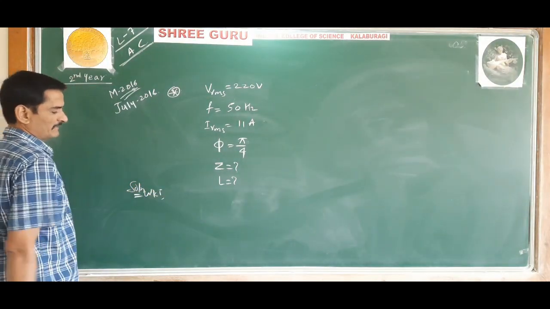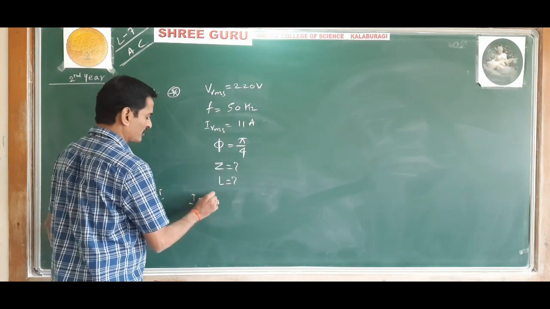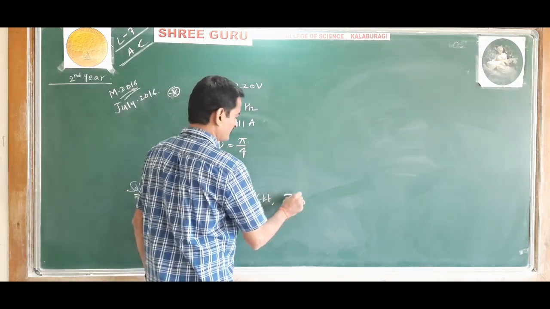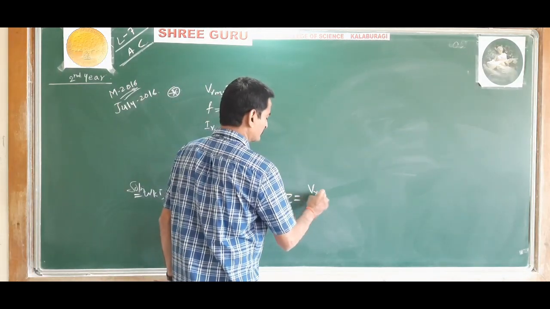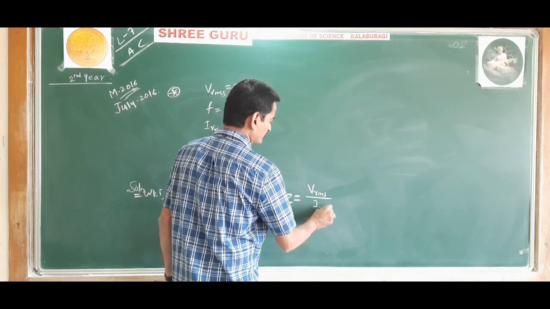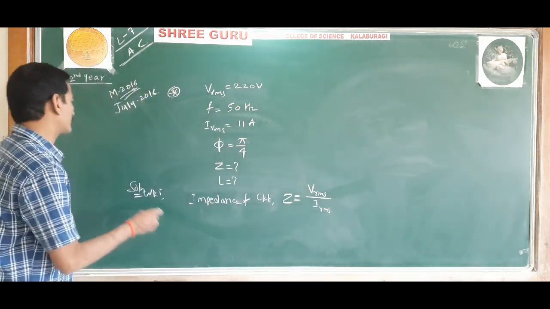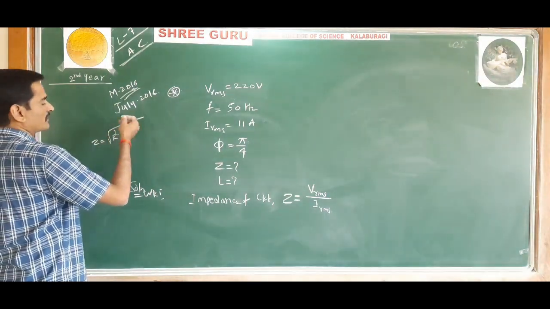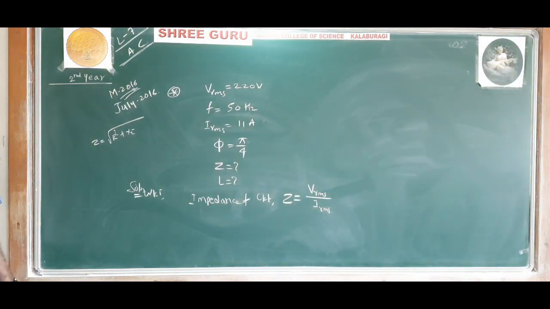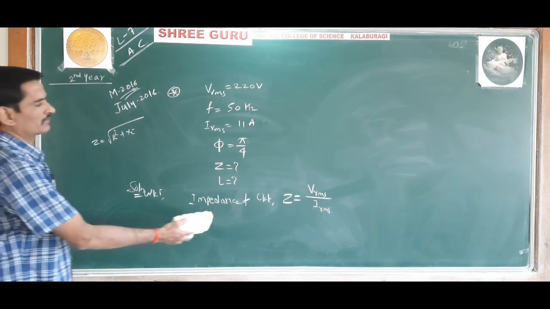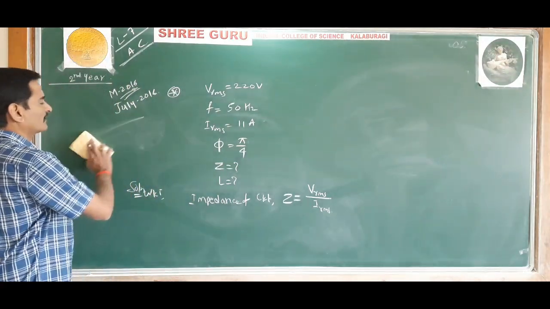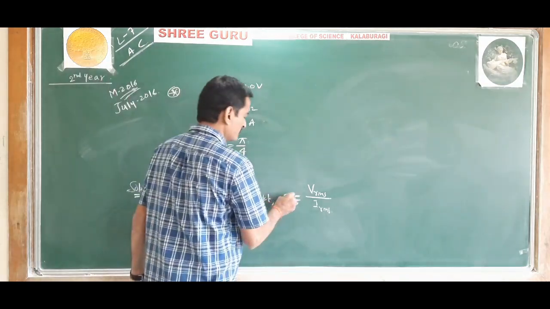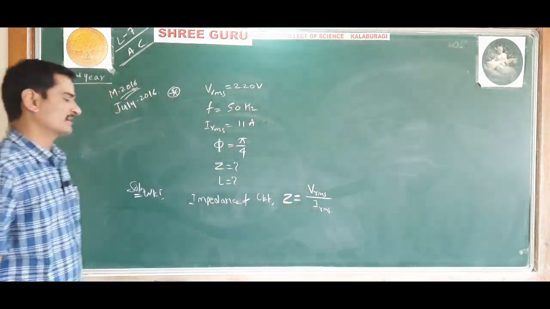So Z, that is the impedance of the circuit, is equal to VRMS divided by IRMS. You can write like this also. And another formula, Z is equal to under root R square plus XL minus XC whole square. That also you can use, but instead of that you can use this one because XL and XC are not given. That is L and C are not given. So you can find directly Z is equal to VRMS divided by IRMS.